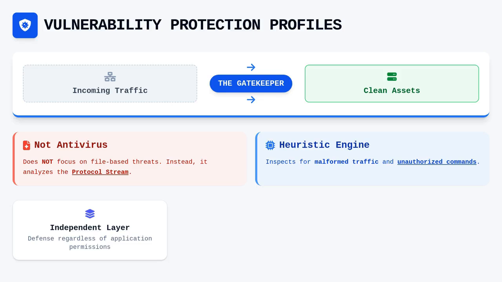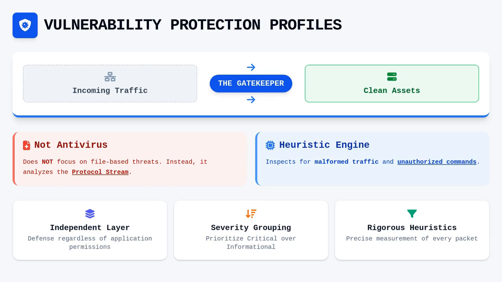It is crucial to understand that these signatures are grouped by severity levels, allowing you to prioritize the mitigation of critical exploits over lower-risk informational alerts. By applying these profiles to your security policies, you create a dedicated layer of defense that operates independently of the application layer, ensuring that even if an application is permitted, its underlying traffic remains clean of exploitation attempts.